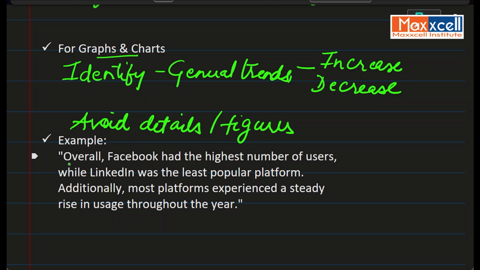Okay, so overall, you started with overall. After the introduction comes the overall. So the step after the introduction is the overall. Facebook had the highest number of users while LinkedIn was the least popular platform. Additionally, most platforms experienced a steady rise in usage throughout the year.